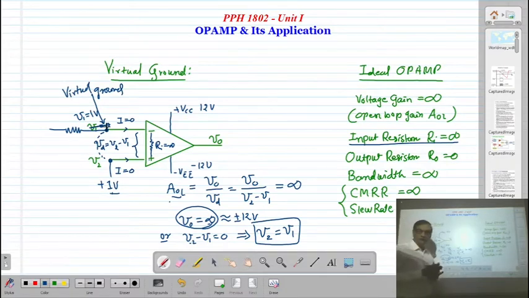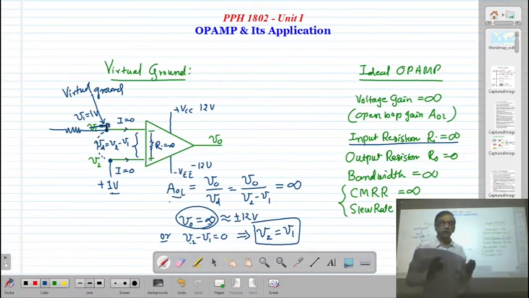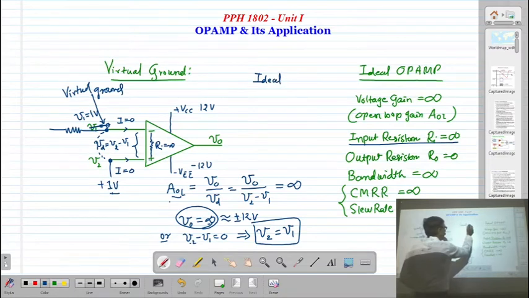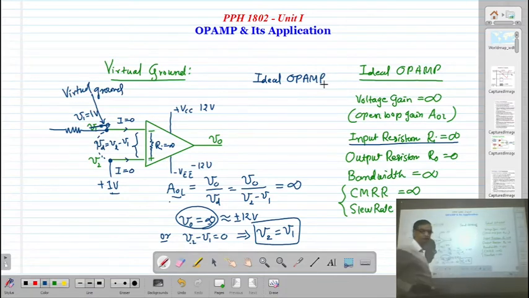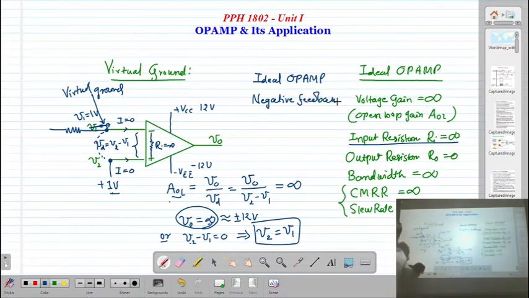So for the virtual ground you should understand two things. First, the virtual ground concept is applicable only for the ideal op-amp. Remember. Second thing, it is applicable when we provide negative feedback. But later on we will see, if you provide positive feedback, then that virtual ground will not work.